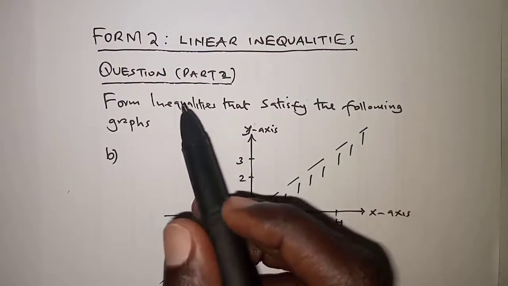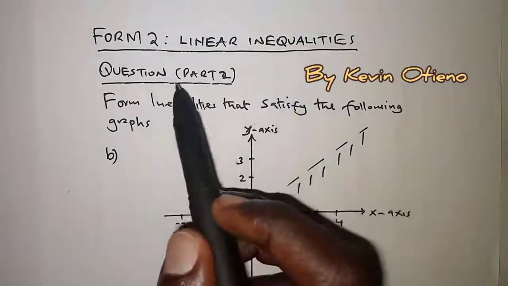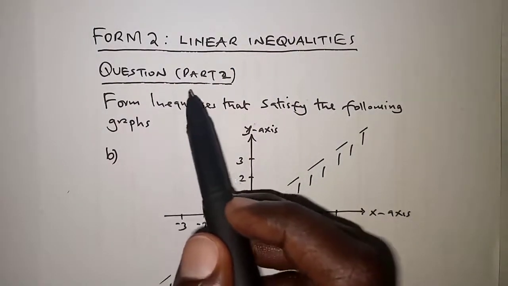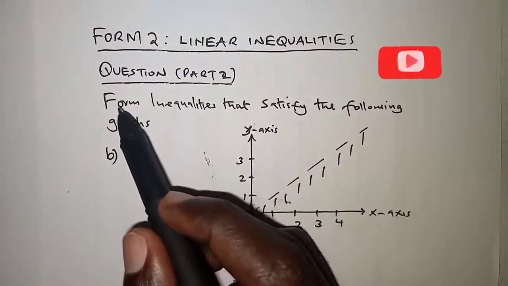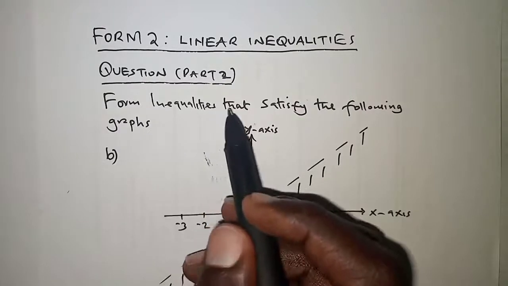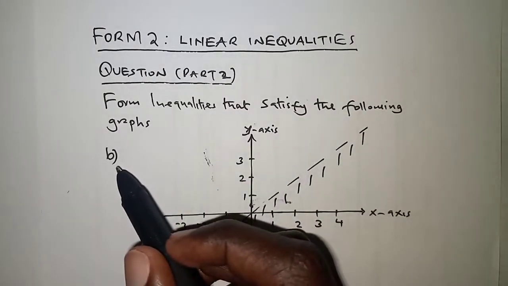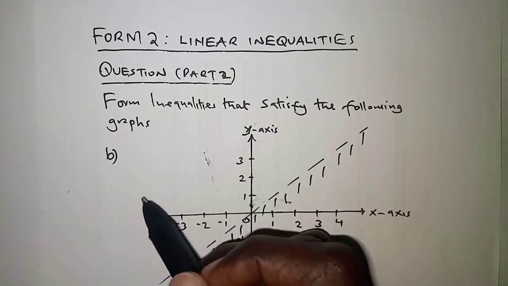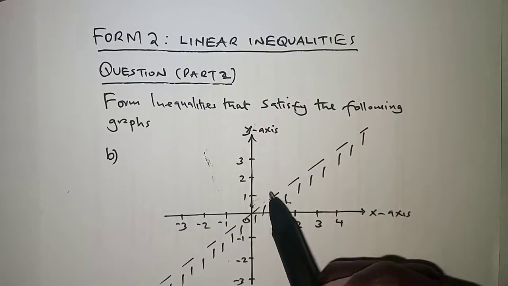Welcome. This is Form 2 Mathematics and the topic today is linear inequalities. The question you're looking at is part 2 of the previous question. Form inequalities that satisfy the following graphs. The first graph we looked at in the previous video. Now today we are looking at the second graph.